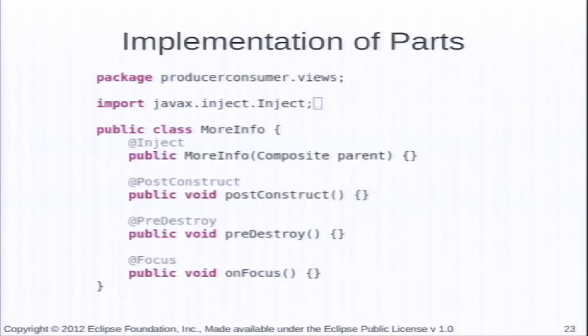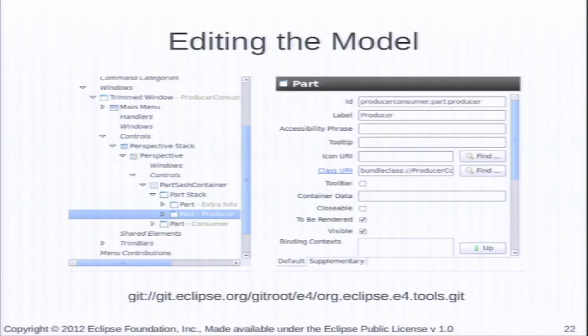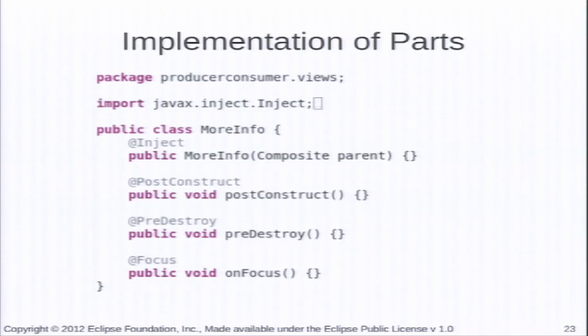To implement the part, I provide a class, and that class is referenced from that class URI field. I have an implementation class. In this case, I've not actually implemented anything. This has been generated by the tools for me. I make a class called something. In this case, I called it More Info. The name doesn't really matter, actually. And I specify some number of methods. In fact, I don't really even have to specify any methods. That doesn't really help me do anything.